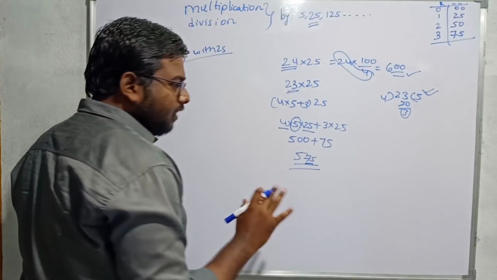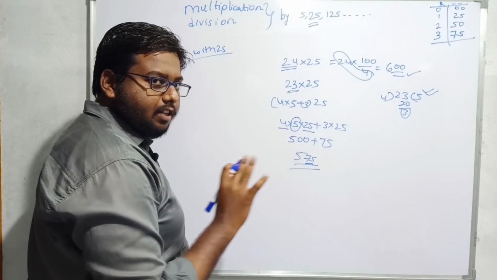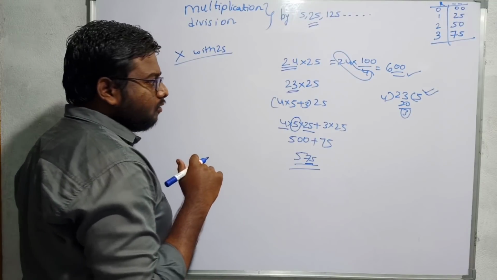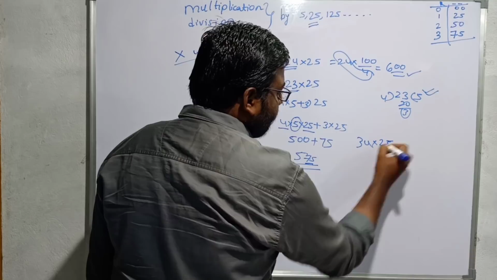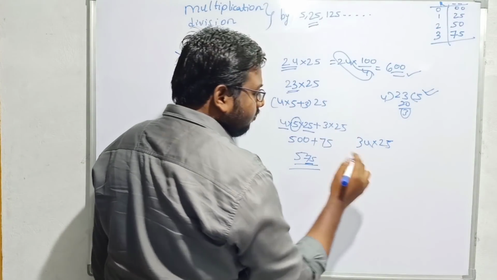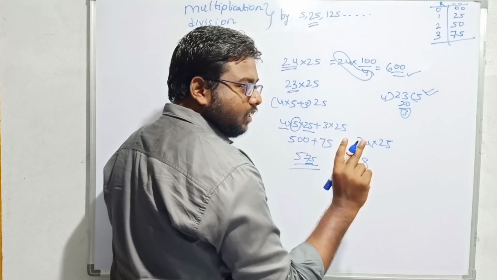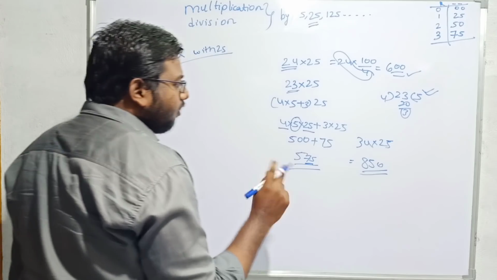So from here onwards, I will divide the number with 4, and based on the remainder I will write the last 2 digits. So for example, 34 into 25. What is the quotient when divided by 4? 4 8s are 32, that means 8, and 2 is the remainder. So I will write 50 like this. I think you got the clarity.